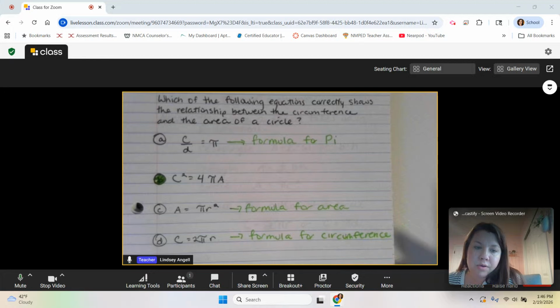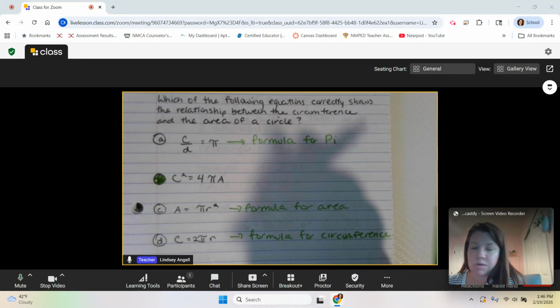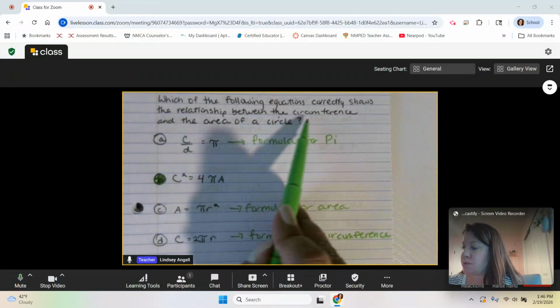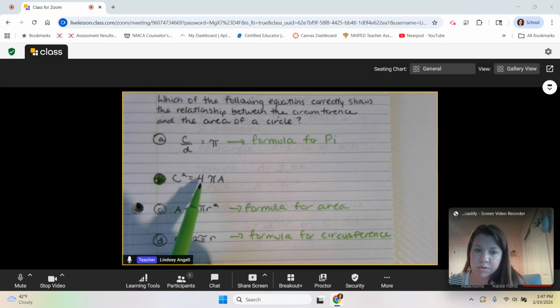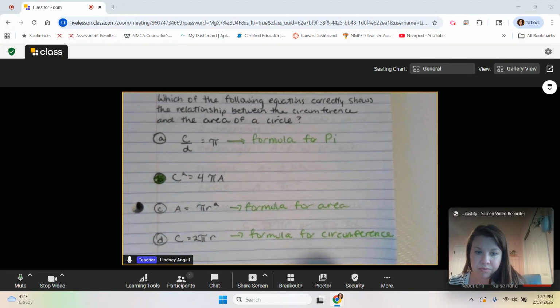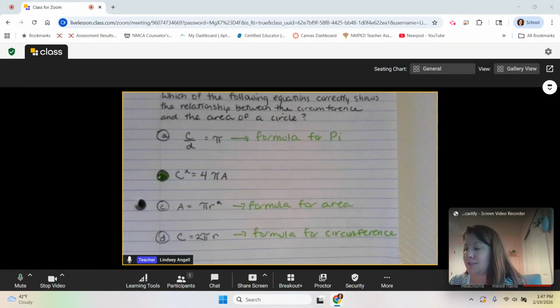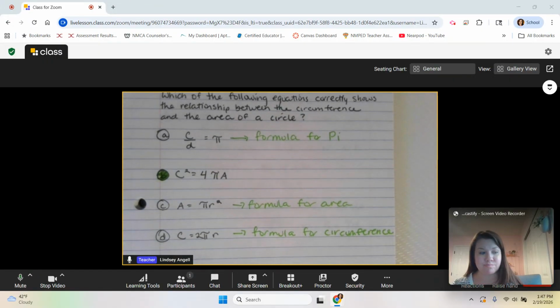So the only other one that we're left with to represent the relationship between the circumference and the area of a circle is going to be this one. You could square the circumference and it would be equal to 4 times pi times the area of a circle. So that's a pretty big concept, but using the process of elimination, we can figure out our answer.